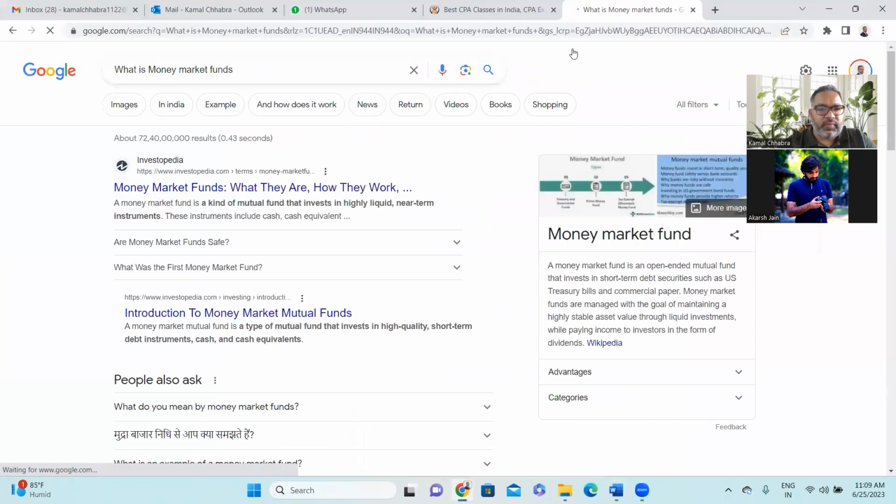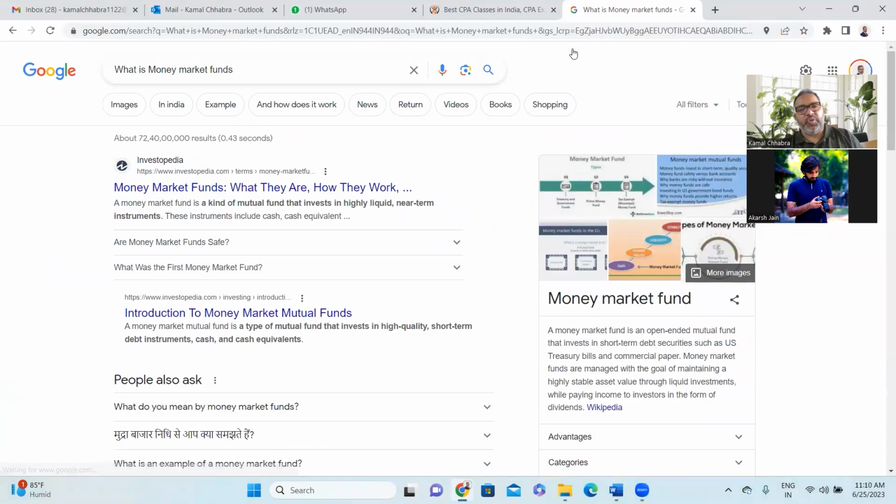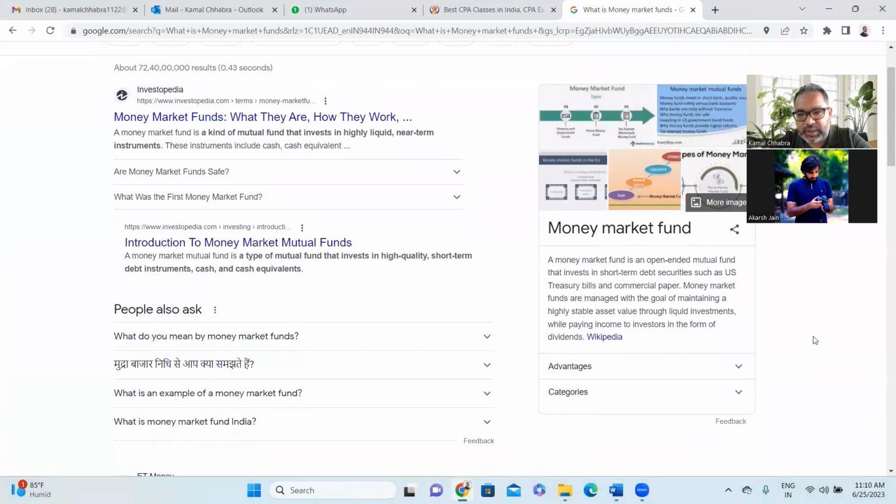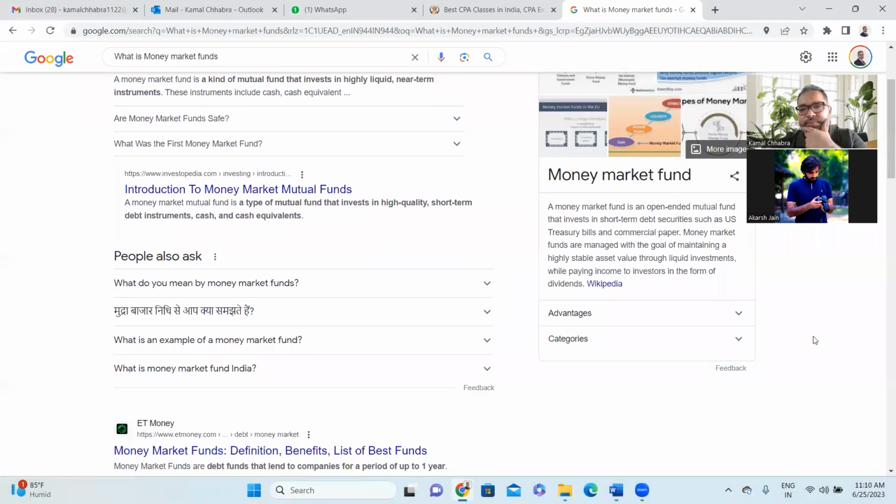So a money market fund is a kind of mutual fund that invests in highly liquid, near-term instruments. A money market fund is an open-ended mutual fund that invests in short-term debt securities such as US Treasury bills and commercial paper.